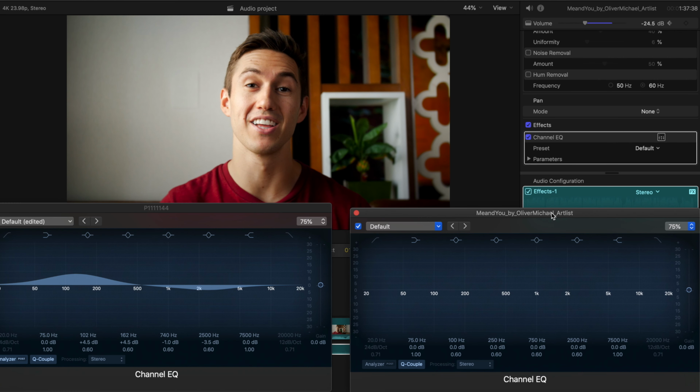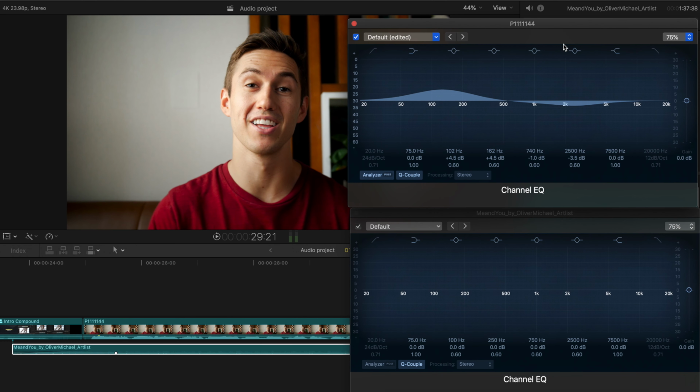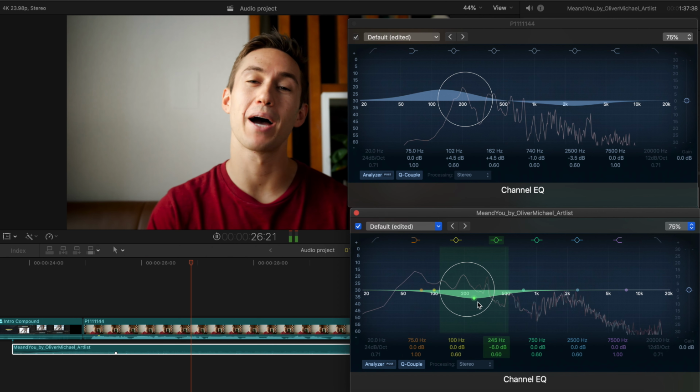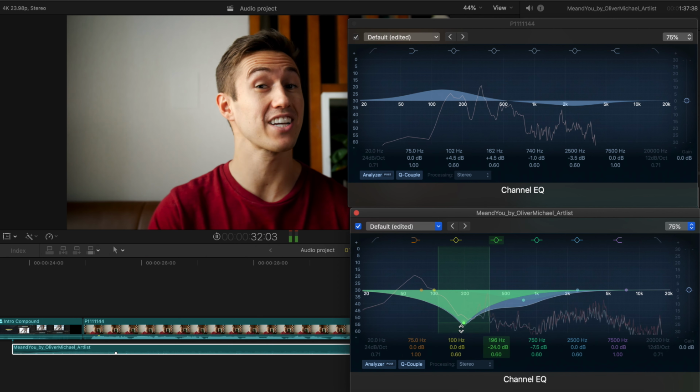With music, pull up the channel EQ for both the clip of you speaking and the music. Press Analyzer for both and lower the segment in the music that's clashing with your voice. For me, it's right here. So here's the side by side.